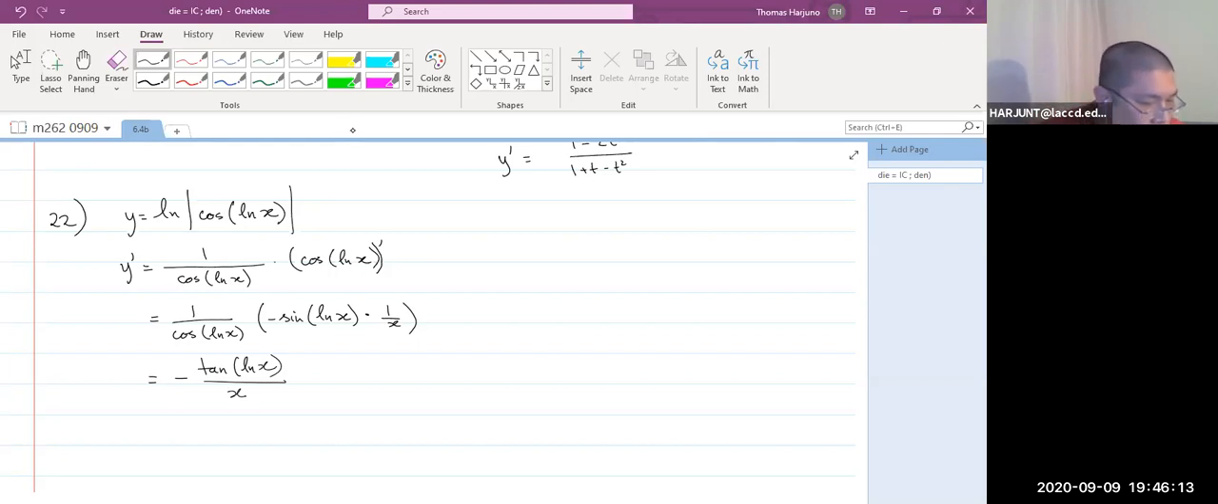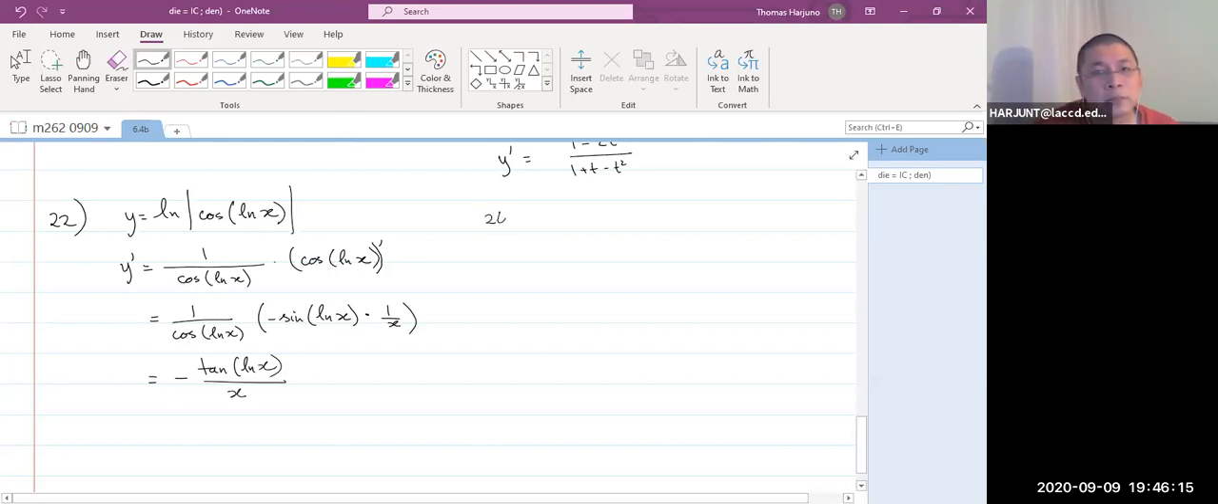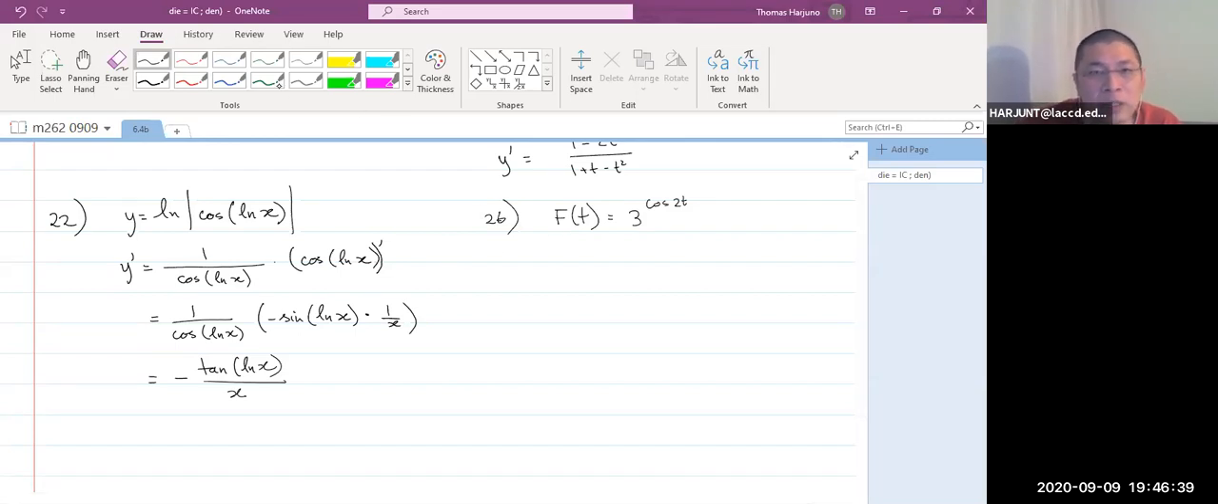Number 26. F(t) equals 3 to the cosine of 2t. Actually, let me do this problem first, and then I go to other case, a more general situation. Basically, what is the derivative of an exponential function whose base is not e?